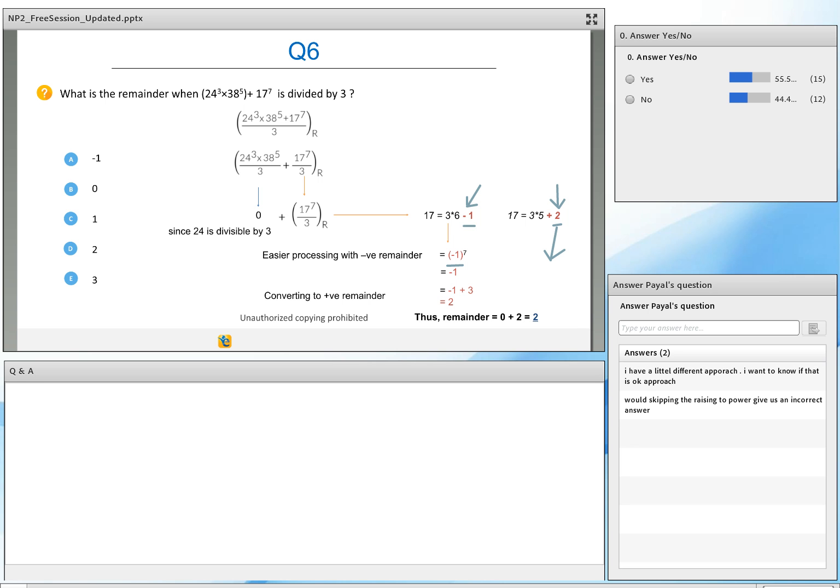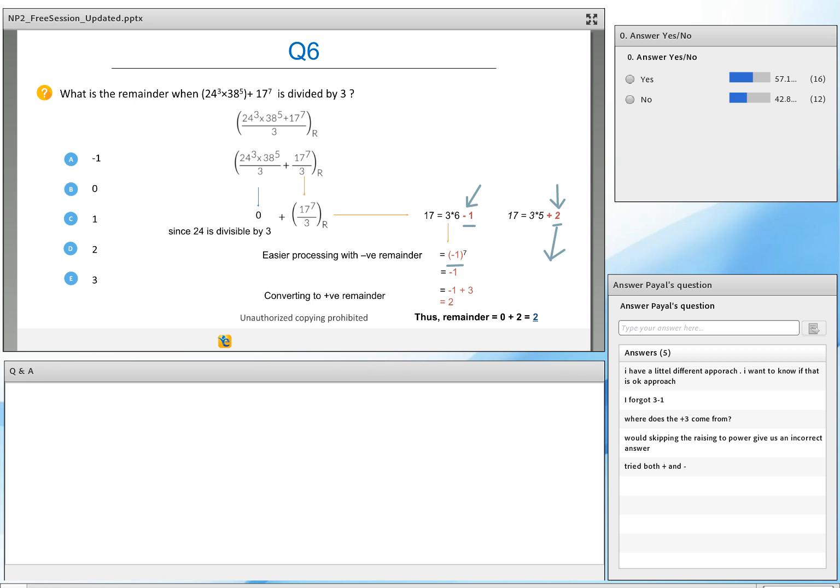Okay, so if you have a little different approach, please put that in the Q&A part so that Sandeep and Ashutosh can address it. Now, would skipping the raising to power give us an incorrect answer? Absolutely, yes, it will. Take up some numbers and do that on your own.